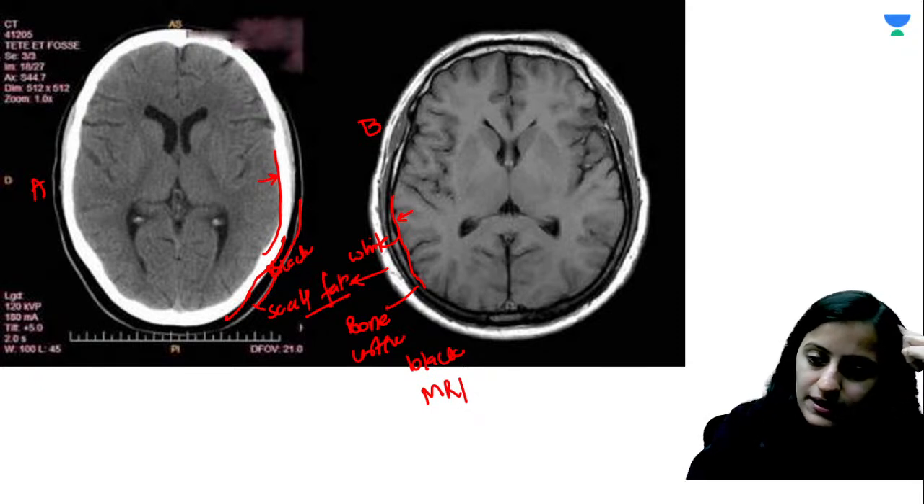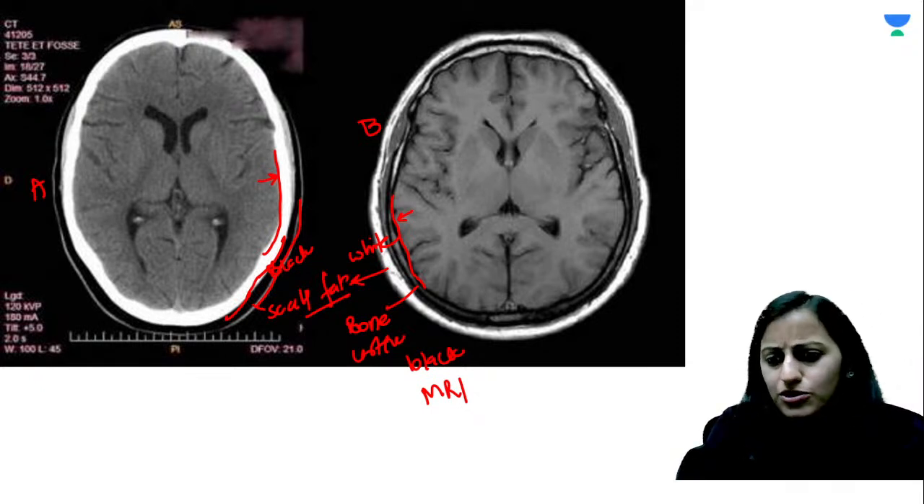Can't see the pointer. I'll see next time if it's visible or not. Okay.